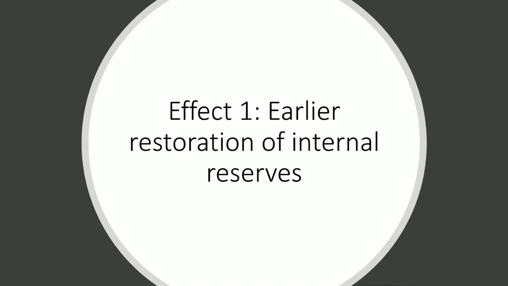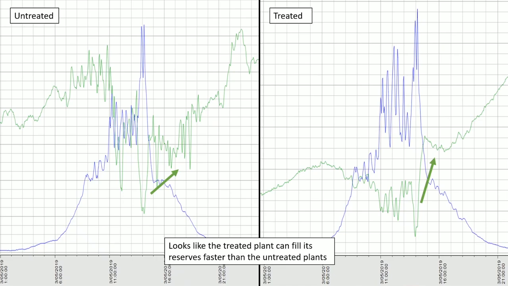So there are two effects that we really can see clearly from day one. I will explain the graphs first. The blue line is the sap flow here, and the green line is the diameter. The right side is always the treated, and the left side is the untreated version. So you will see at the start of the day here at the treated plant, okay, you see the sap flow rising.